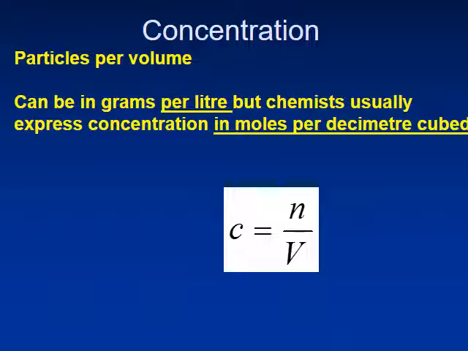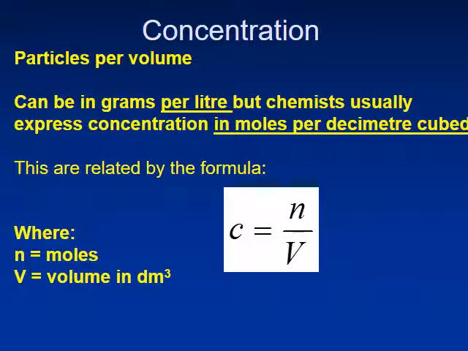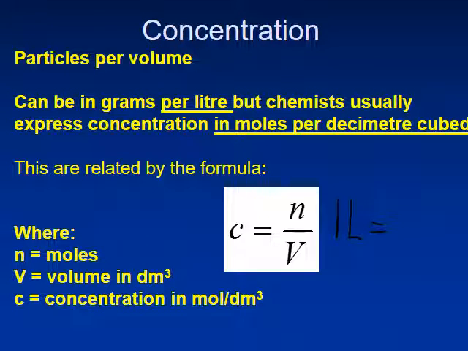Concentration can be in grams per litre, but chemists usually express concentration in moles per decimeter cubed. And that's the formula, where n equals moles, V equals volume in decimeter cubed, and concentration is C in moles per decimeter cubed. So 1 litre, just make sure you understand that, 1 litre equals 1 decimeter cubed.